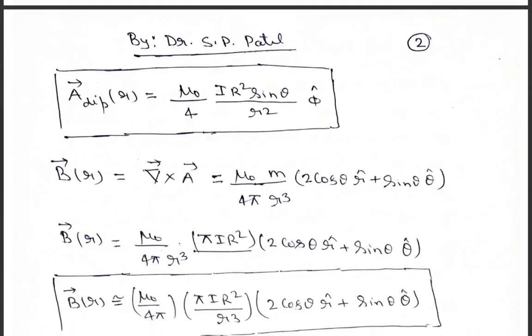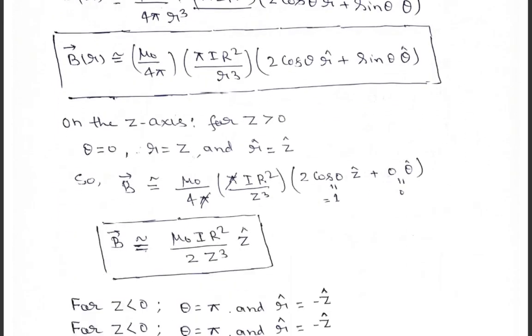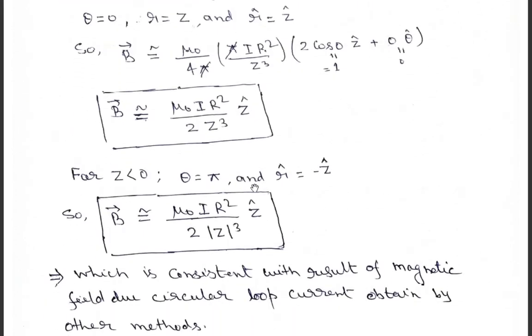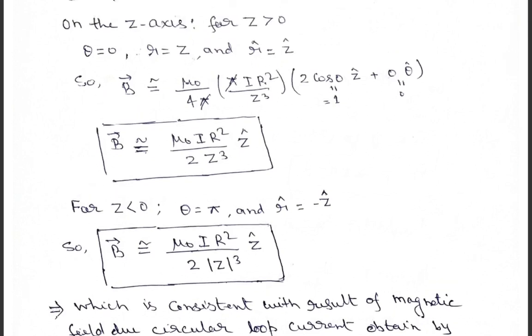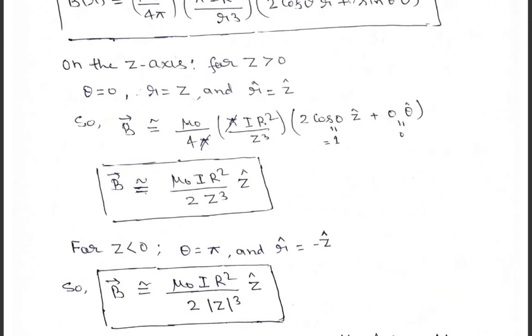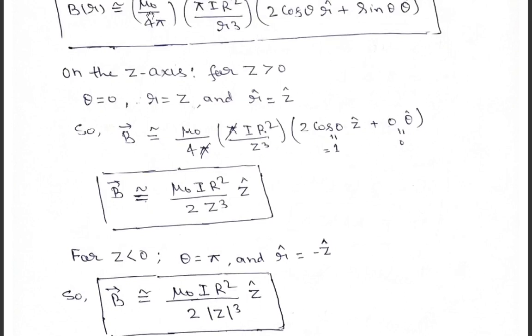Now if you substitute θ equal to π, obviously r unit vector will be equal to minus z unit vector. If you substitute this value in the above formula, what will we get? That is μ0 upon 4π, I R², capital R squared upon r³.